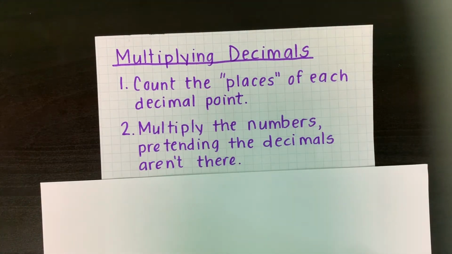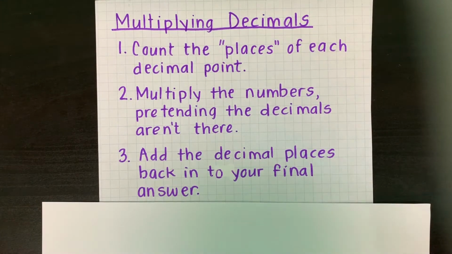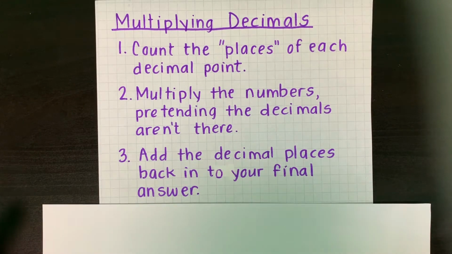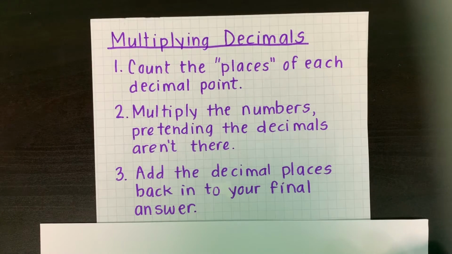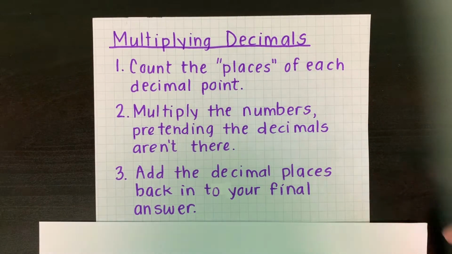The next thing you're going to do is multiply the two numbers together, pretending that the decimals aren't even there. Okay? And then third, you add the decimal places back into your final answer. All right, so those are the 3 steps. I just wanted to go over those quickly before I showed you how to multiply decimals, just so you could see how simple it really is. All right, so let's jump in and get started with actually multiplying decimals together.